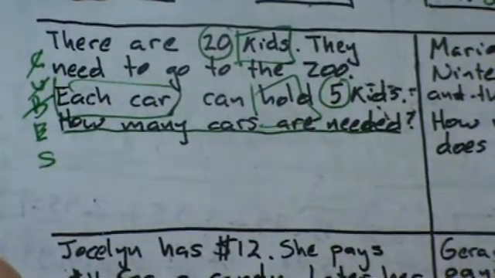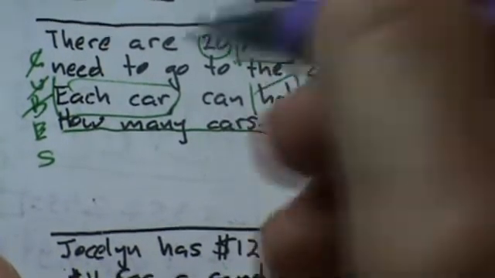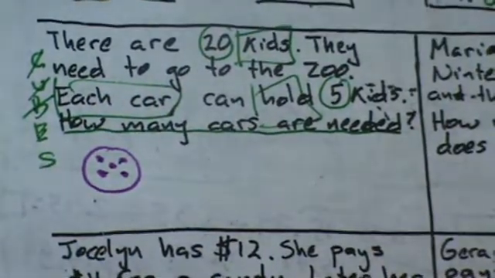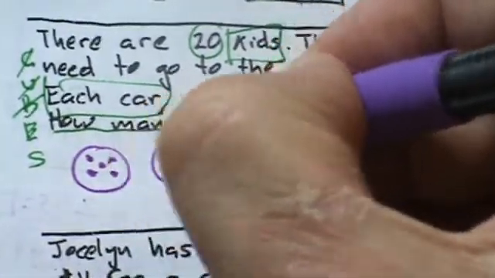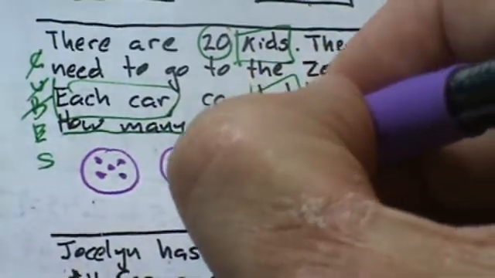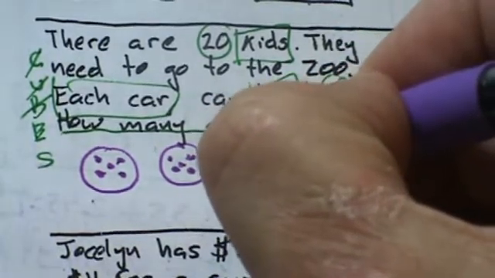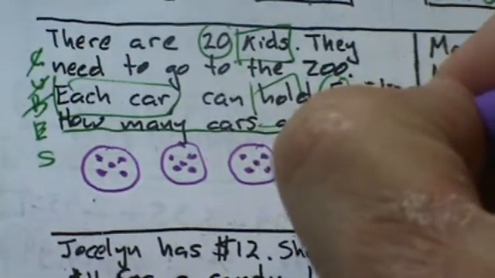Equation or strategy I'm going to use. I think the best option is to draw the cars. So I have one car. Remember, I have 20 kids. One car can hold 5 kids. 1, 2, 3, 4, 5. I need another car. 2 cars. 6, 7, 8, 9, 10, because it's 5 and 5. 3 cars. 11, 12, 13, 14, 15. Another car. 16, 17, 18, 19, 20.